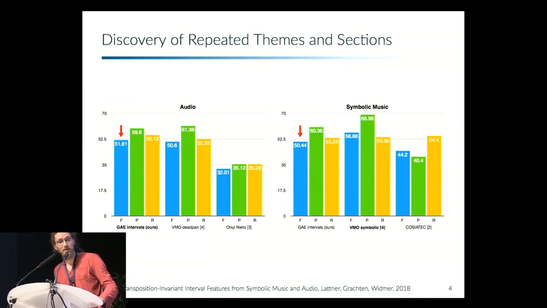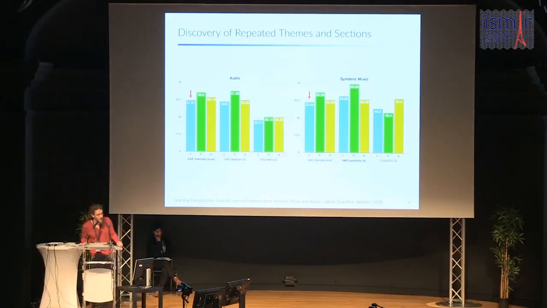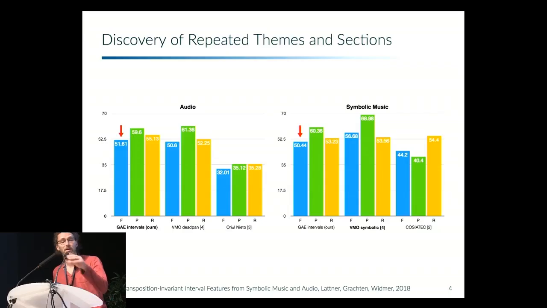We applied this method to the data set of the MIREX task, discovery of repeated themes and sections. And we found for audio that we could improve the state of the art. So the left arrow points at the F-score of our model here. And the other arrow, for symbolic music, we could not quite improve the state of the art. I think what we call our model is competitive.